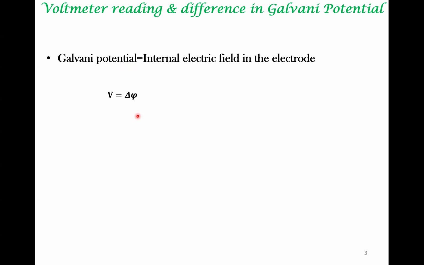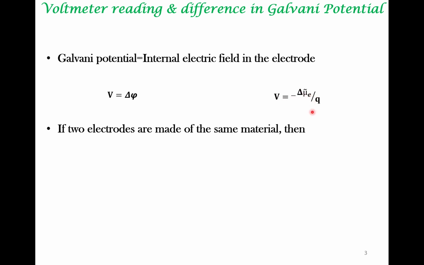So in cases where it is indicative of Galvani potential, the voltmeter reading can be just this delta φ. This is the internal electric field. That may be so, but that is not the case all the time. This is a more restrictive case, but what is all the time correct is this interpretation: a voltmeter reading corresponds to the difference in chemical potential of the electron divided by charge.